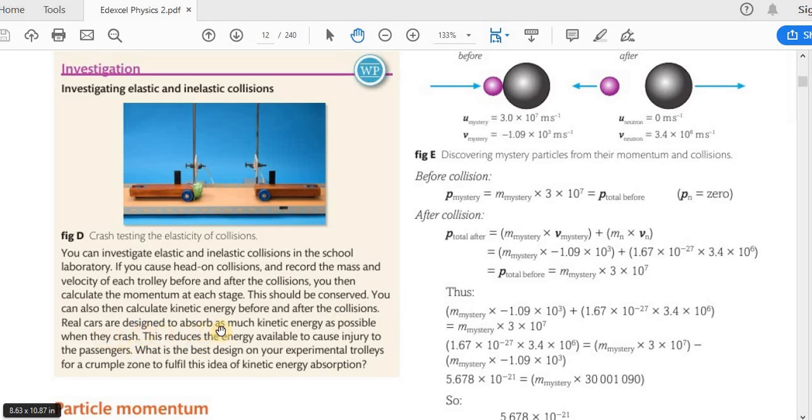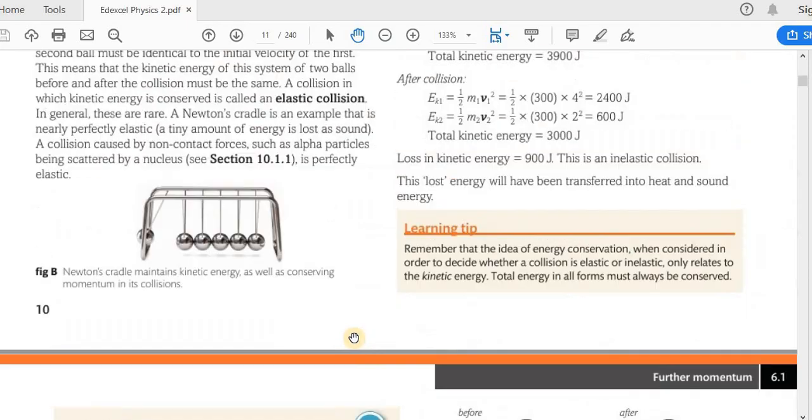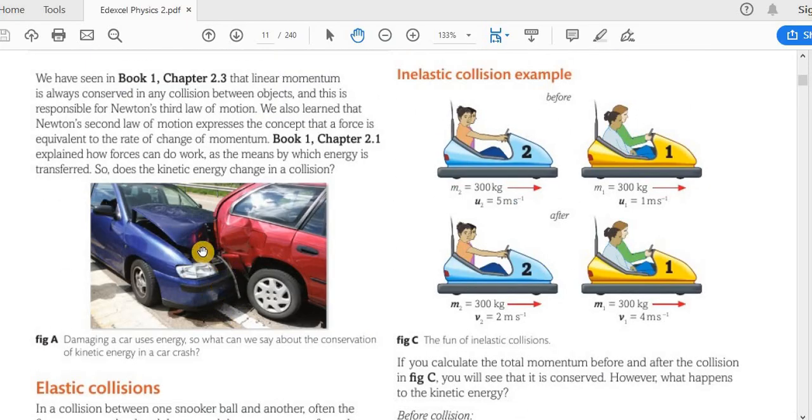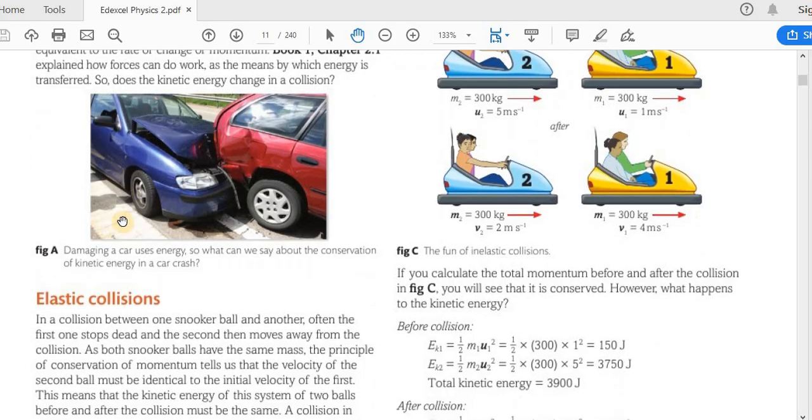Real cars are designed to absorb as much kinetic energy as possible when they crash. This reduces the energy available to cause injury to passengers. What is the best design on your experimental trolleys for a crumple zone to fulfill this idea of kinetic energy absorption? Now this is what I explained earlier. So what happens is, when the car collides, the front part of the car will crumple to absorb the energy. Otherwise the energy will be transferred to the person and the person can get injured.